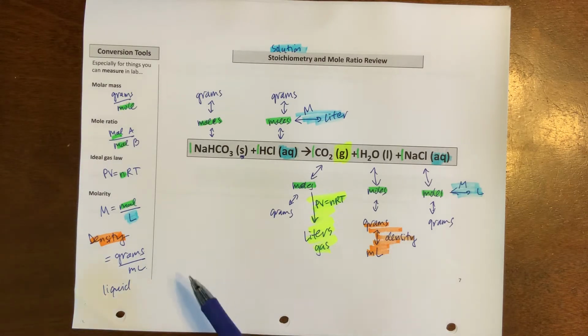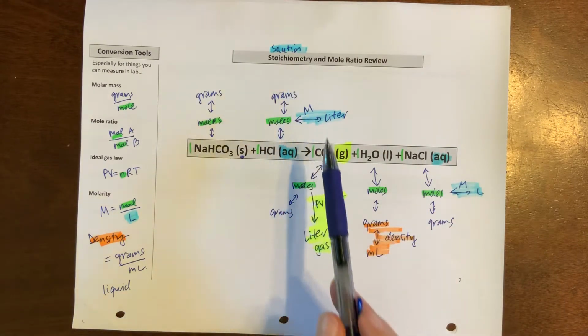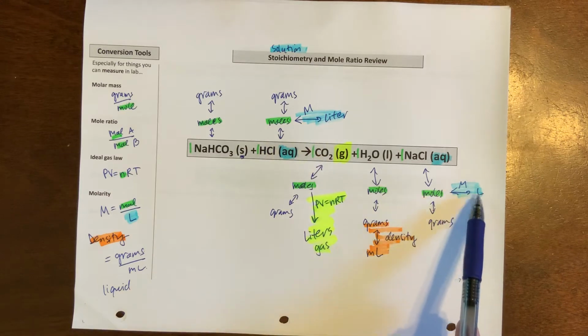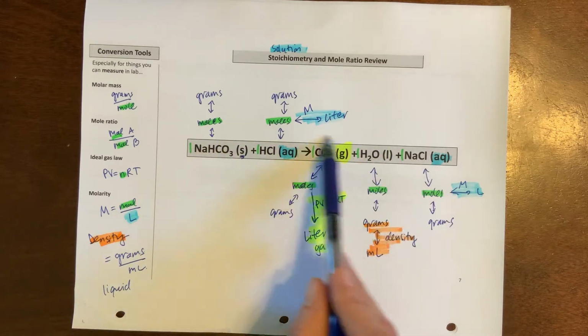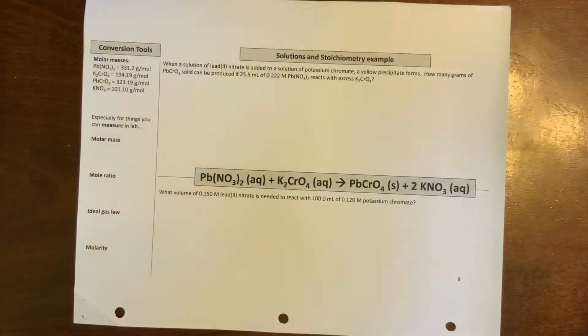We just got done looking at how we can do all kinds of different conversions within stoichiometry, and now we're going to look at a couple of problems that focus on solutions, so using liters and moles and a balanced equation to do some calculations. So we're going to see a couple different types of those.